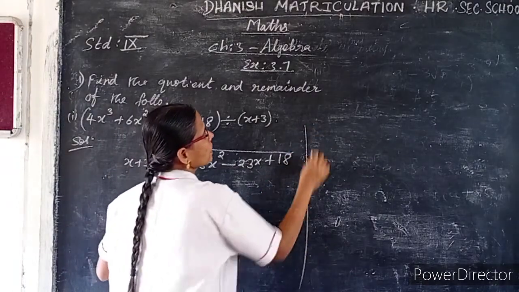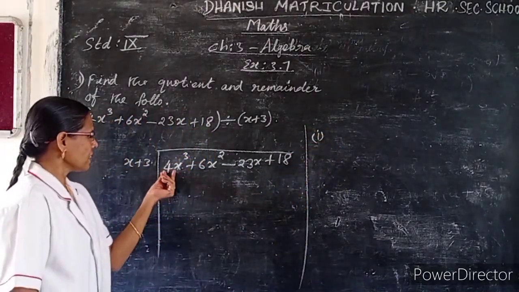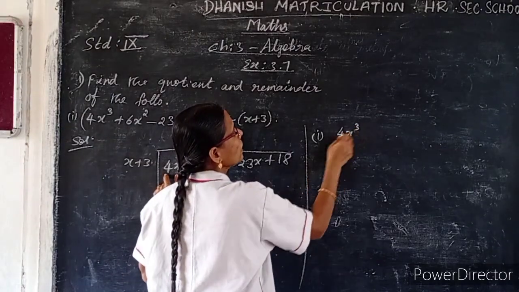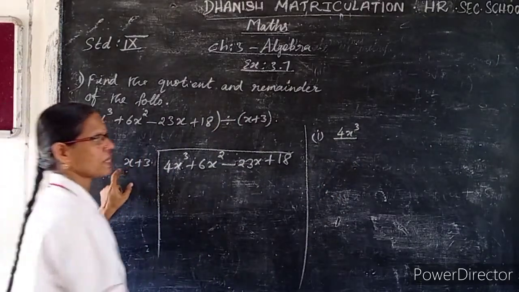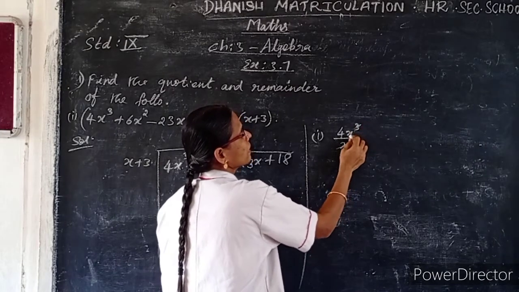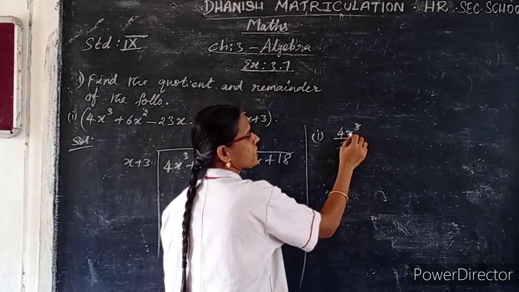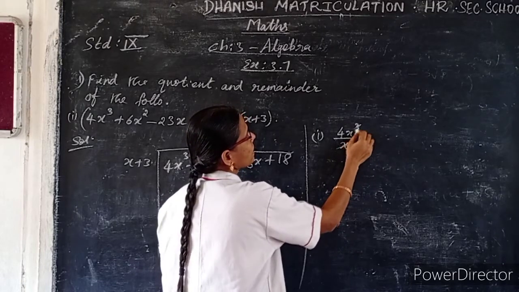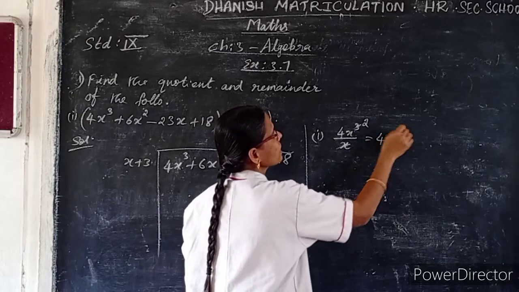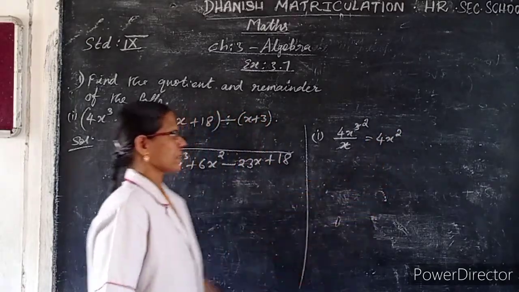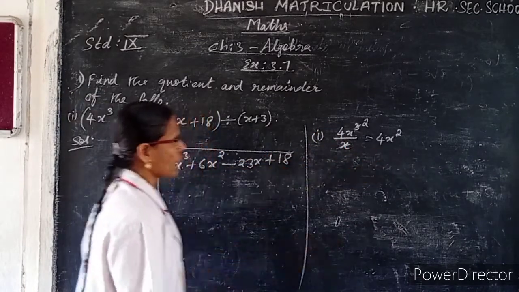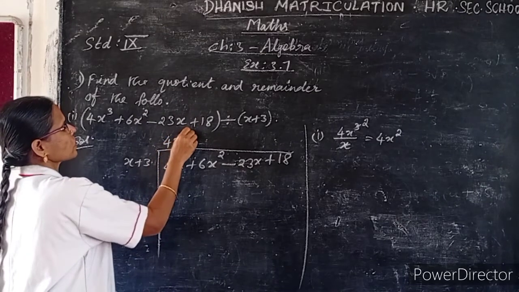Want to find the quotient part. So for that, first step, divide this first term by this first term. So 4x cube divided by first term x. So cancel this x one time. Here 3x, x into x, so subtract the power. 3 minus 1 is 2. So 4x cube divided by x, the answer is 4x square. So 4x square right here.